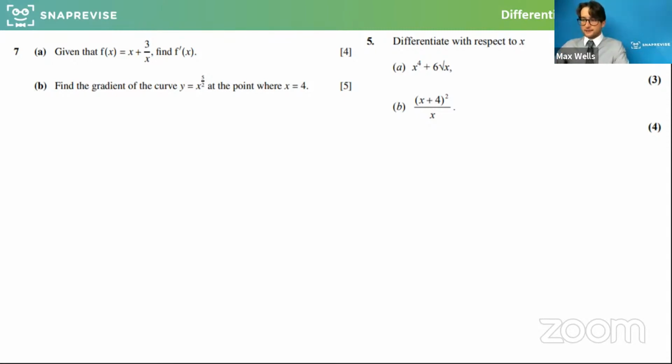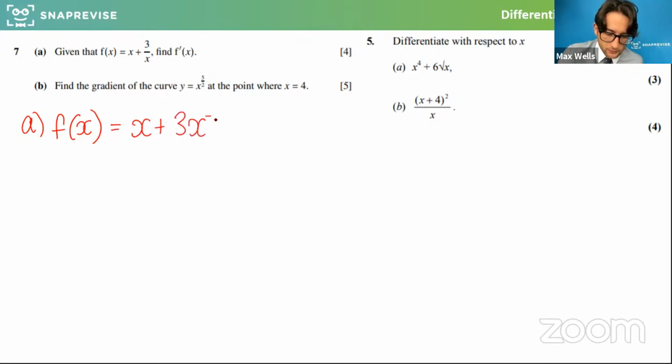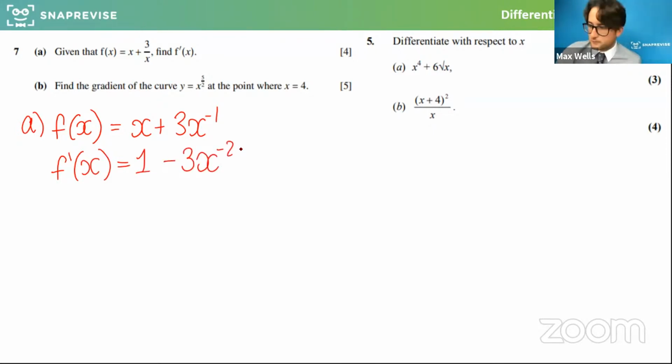First one, let's differentiate it. Well done if you already have. Let me give it a go. So f of x is x plus, and I would rewrite it as 3x to the minus 1. Then we can whiz through and differentiate it. X differentiated is 1, and this would be minus 3x to the minus 2, which is the same as 1 minus 3 over x squared. So that's great. Well done.